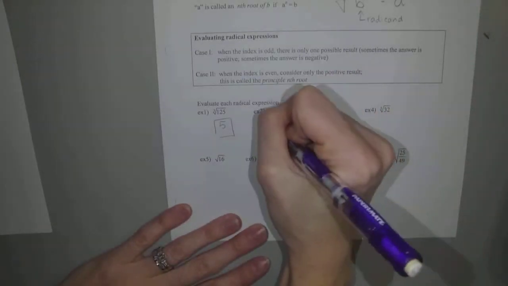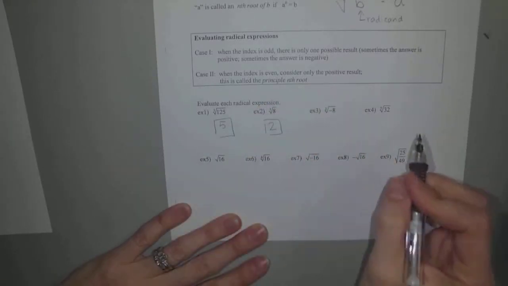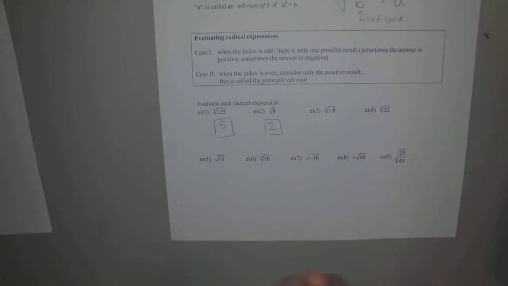Cube root of 8, it's the same idea. 8's very small, so what's the smallest number we can really deal with? 2. What's 2 times 2 times 2? That is 8. So the answer is 2. All these roots, guys, I would just throw into my calculator, all right?